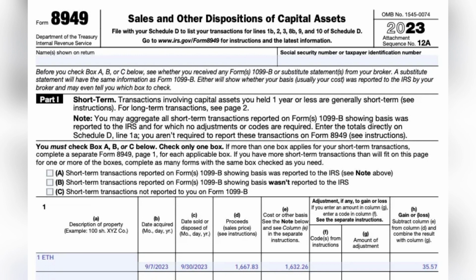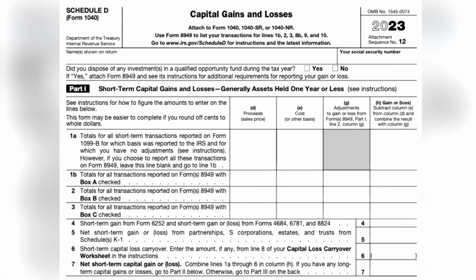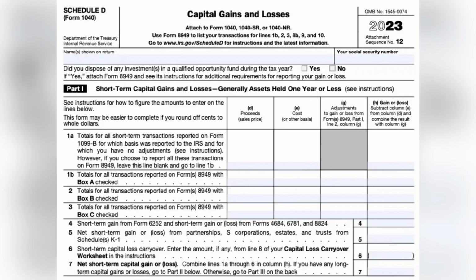Moving on to step 3, include totals from Form 8949 on Schedule D. Once you've filled out Form 8949, take the totals and transfer them to Schedule D. This is where you summarize all of your short-term and long-term capital gains and losses. Schedule D is part of your regular tax return, and it helps the IRS see your overall investment results for the year.